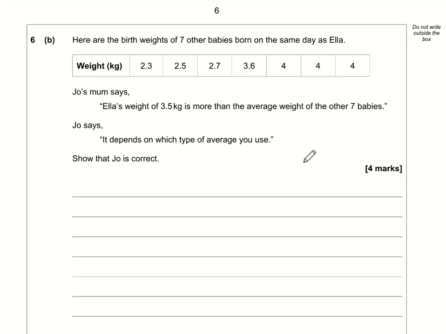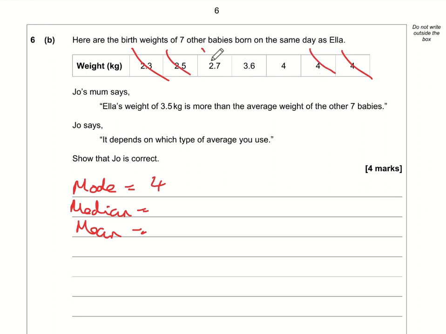Okay, question 6b. We've got the birth weights of 7 other babies born on the same day as Ella, and Joe's mum says Ella's weight of 3.5 kilos is more than the average weight of the other 7 babies. Joe says it depends on which type of average you use. Show that Joe is correct. There are 3 ways we can do the average: the mode, the median, and the mean. The mode is simply the one that is the most frequently occurring, which is 4. The median is the one in the middle, so let's cross off the ones on the end and keep going until we get to the one in the middle, so the median is 3.6.